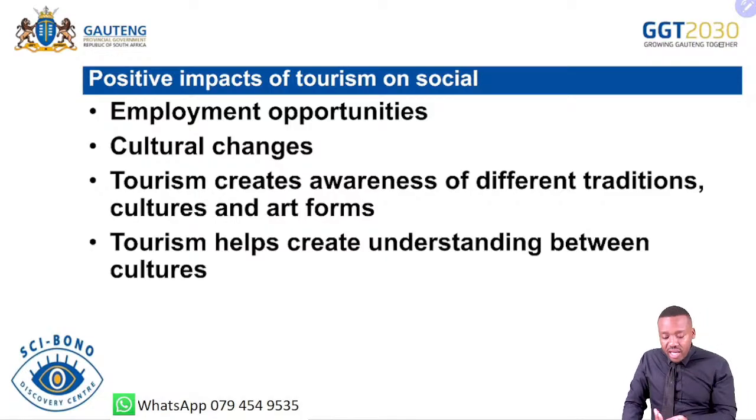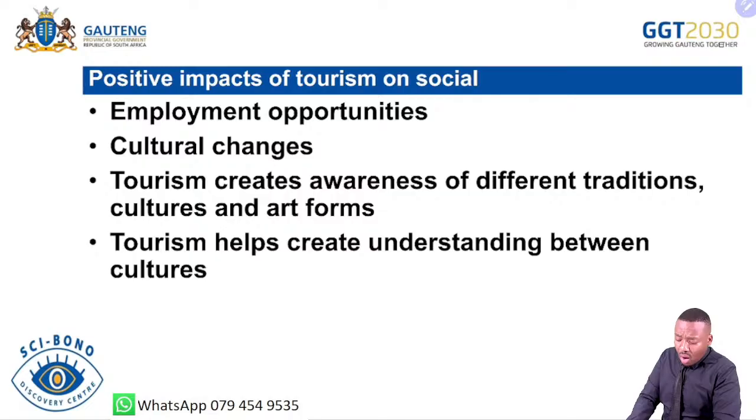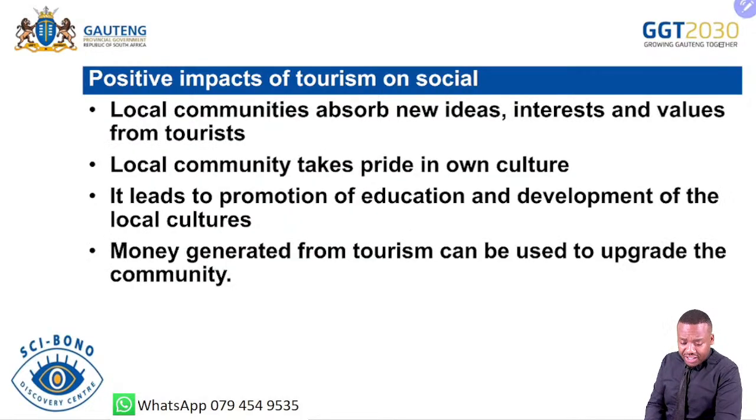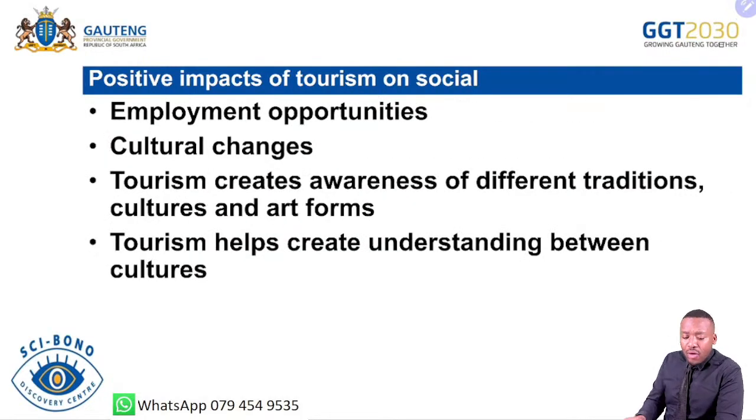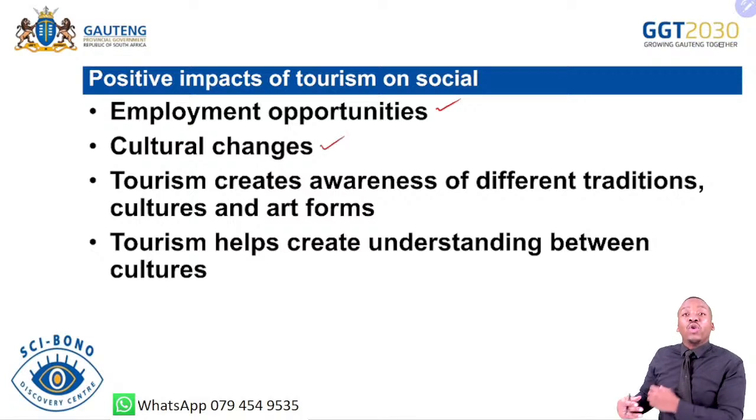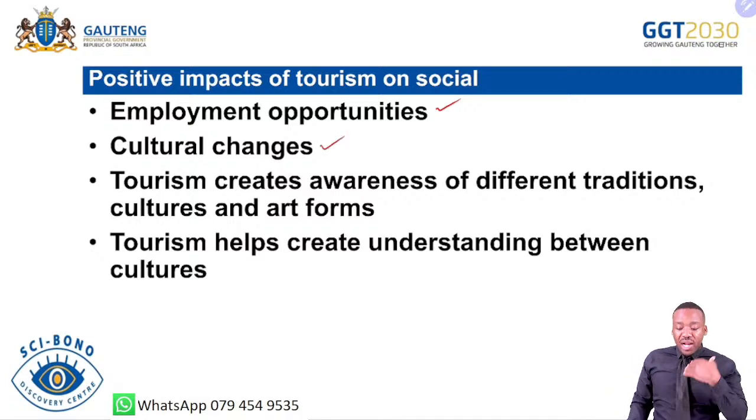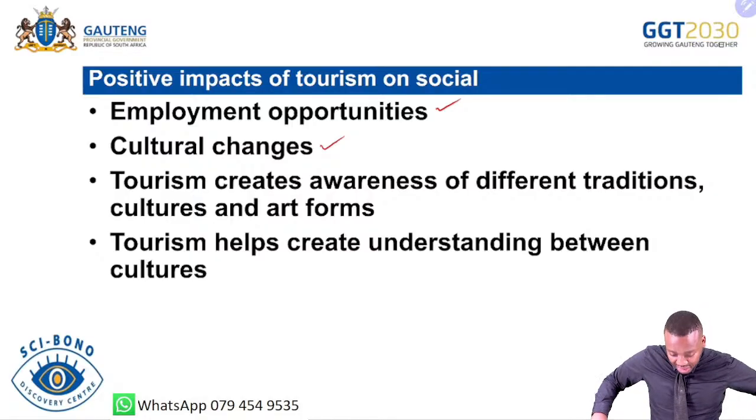Now let's move to how we can reduce all these negative tensions. What can we do? How can we look at the positive? Number one, we can reduce the negative impacts by providing employment opportunities. So this is a social pillar. Because of tourism, people get jobs. Because of tourism, all those cultural changes, when you learn new languages and so on, can also be positive things.